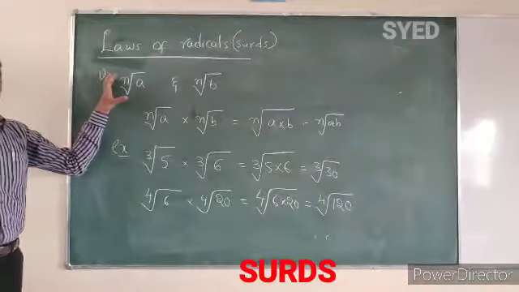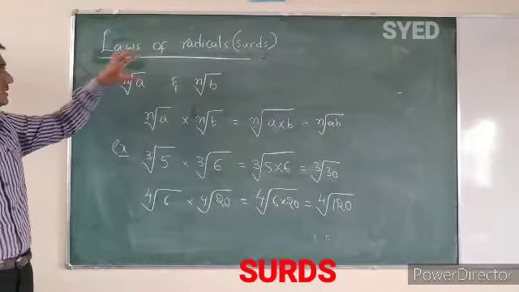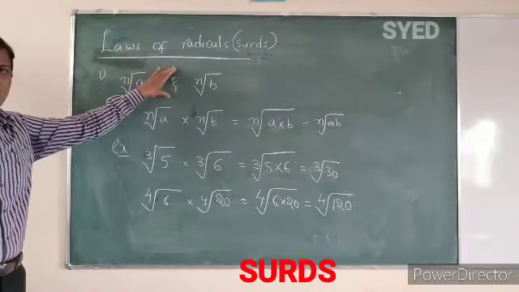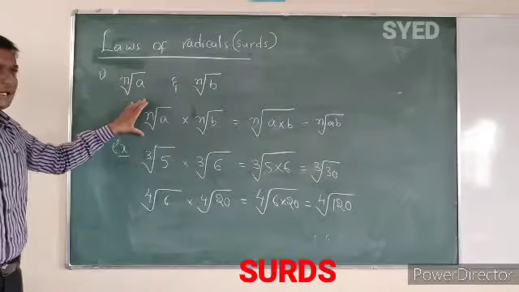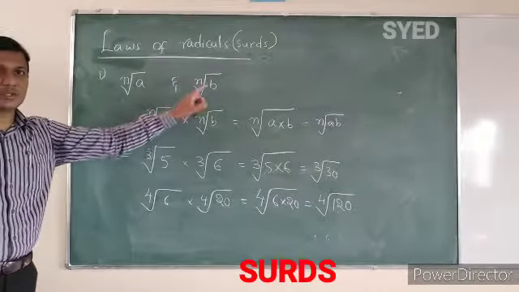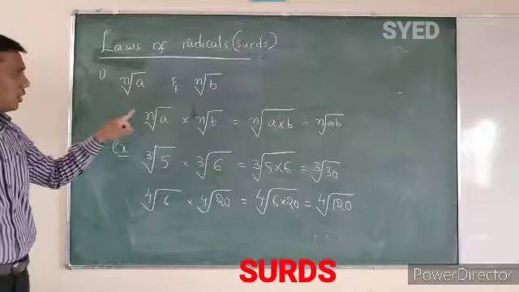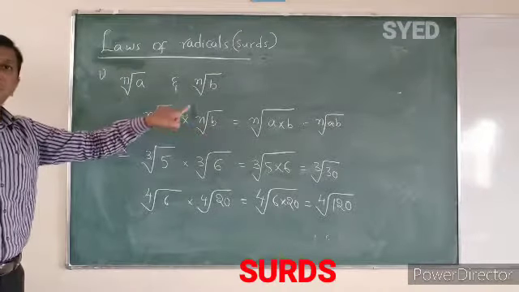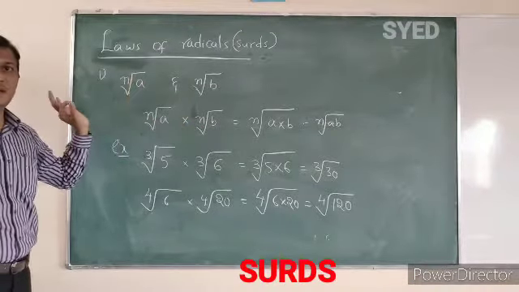So this is the first law of radicals. It asserts that nth root a and nth root b are the two surds, where nth root a into nth root b is equal to nth root a into b. Because the order is the same, we can multiply. Keep this point in mind.